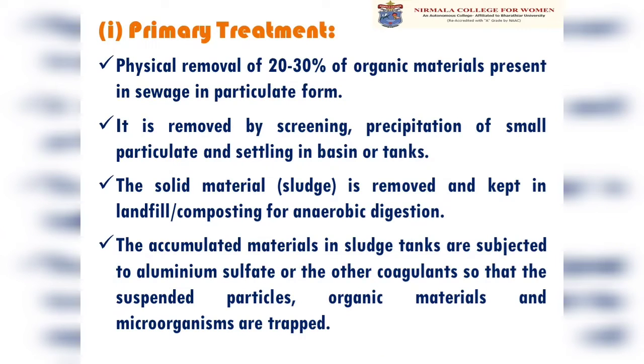Let's start with primary treatment. Physical removal of 20 to 30% of organic materials present in sewage in particulate form is done in primary treatment. It is removed by screening, precipitation of small particulates and settling in basins or tanks. The solid material or sludge is removed and is kept in landfill for composting with the help of anaerobic digestion. The accumulated materials in sludge tanks are subjected to aluminium sulfate or other coagulants so that the suspended particles, organic materials and microorganisms are trapped.